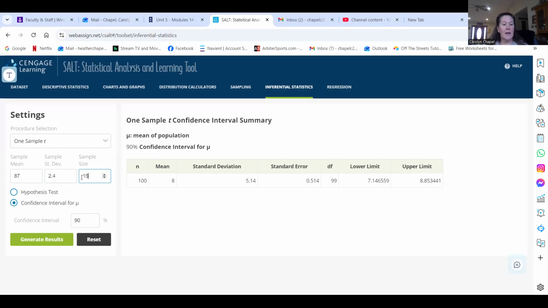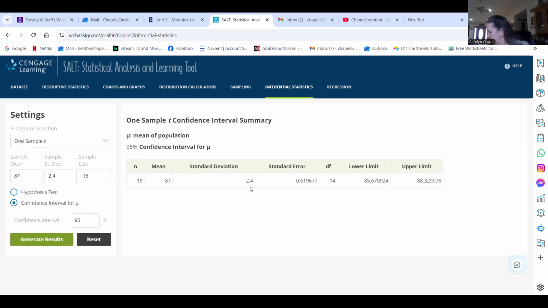We can just jump right in. I do want my confidence interval for mu, but we're doing a 95%. Nothing's changing and nothing will change until I actually click that generate results. And then it was very fast. You may not even have noticed, but it did change from the N before was 100. Now it's 15. My mean is 87.